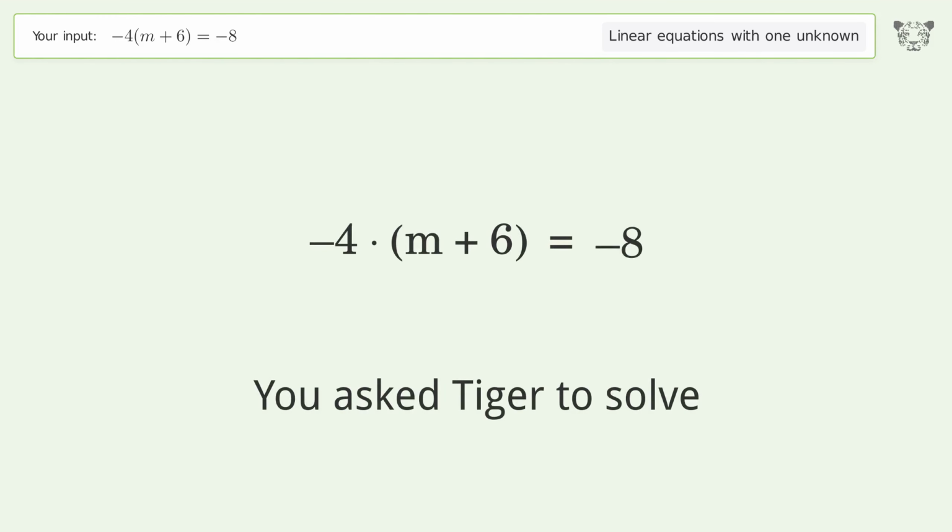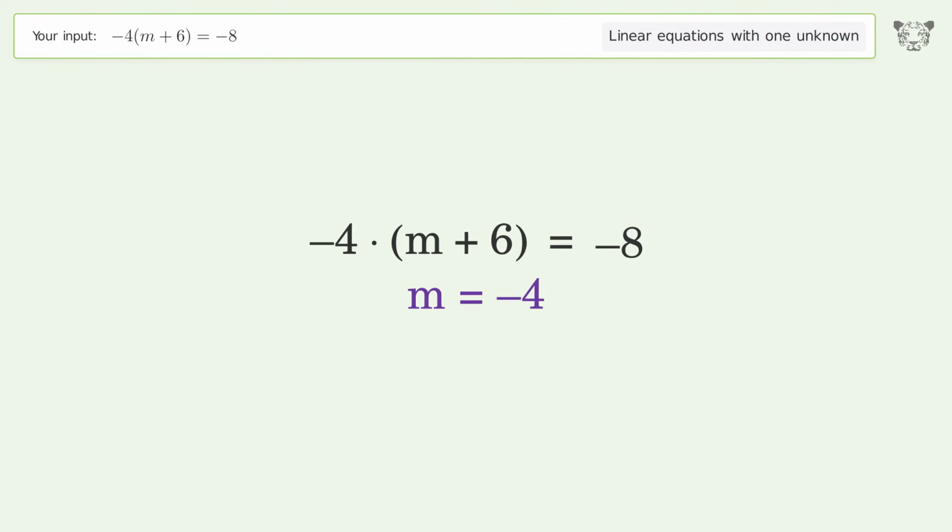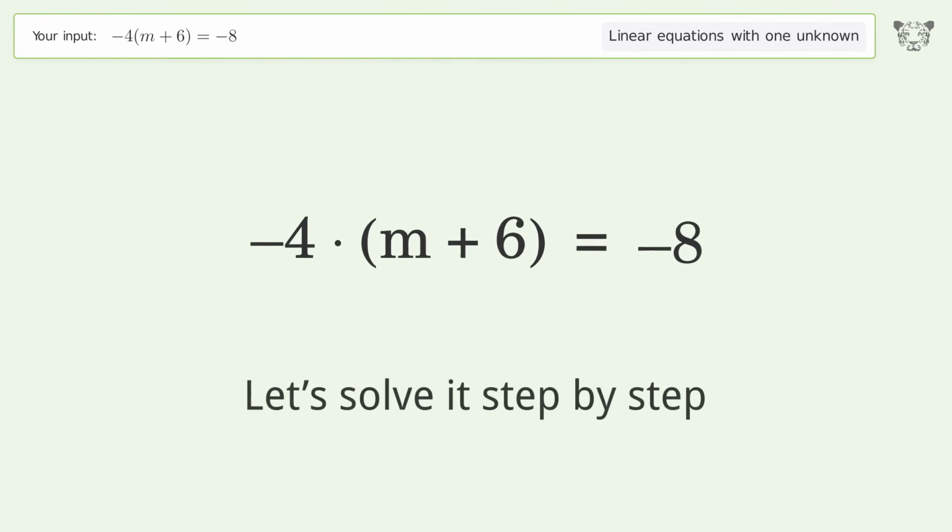You ask Tiger to solve. This deals with linear equations with one unknown. The final result is m = -4. Let's solve it step by step.